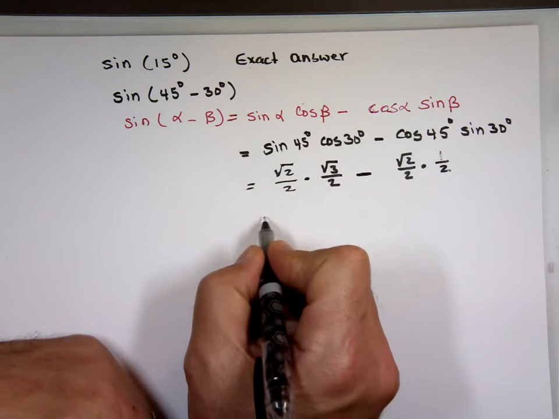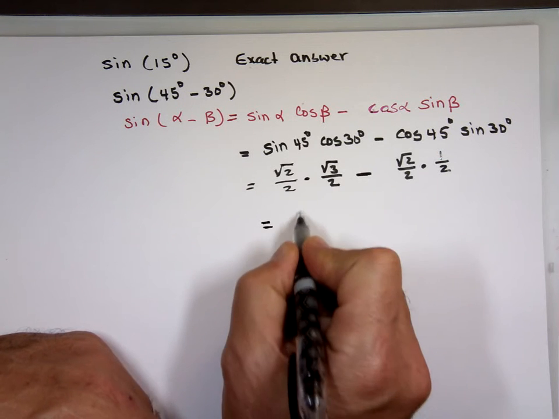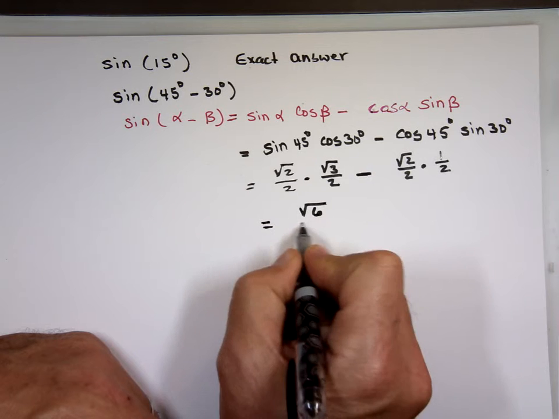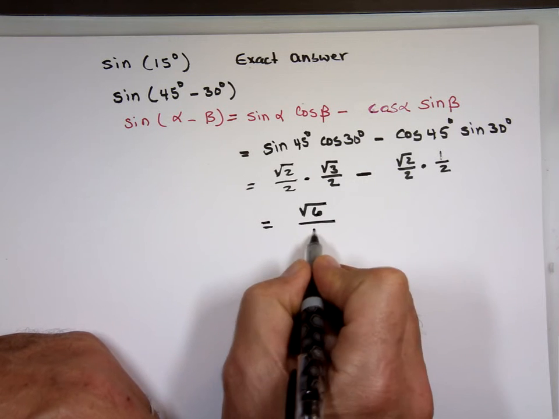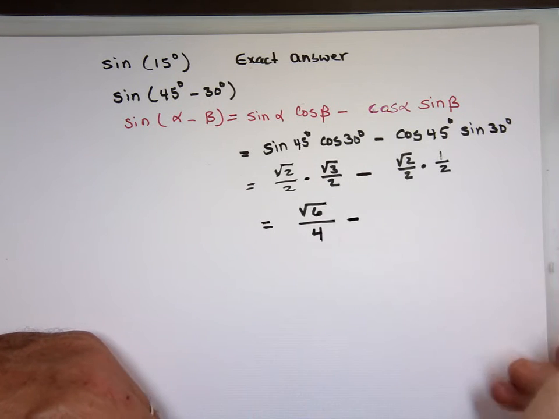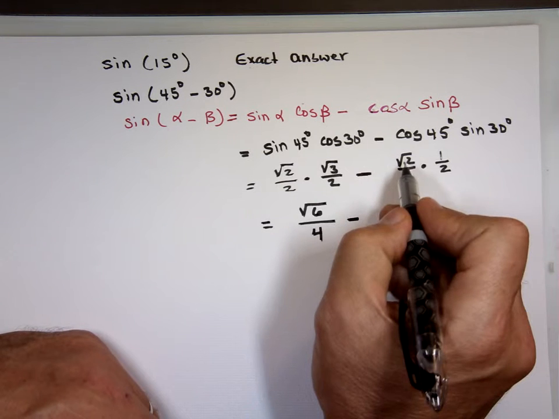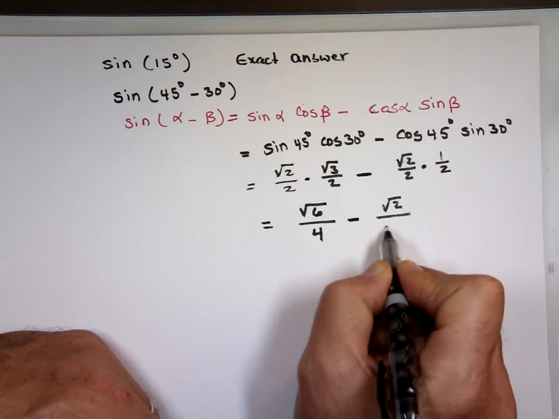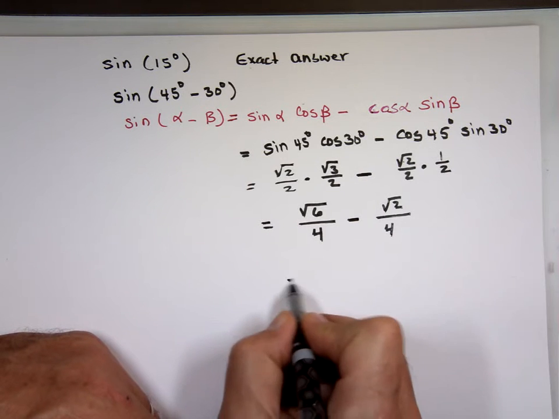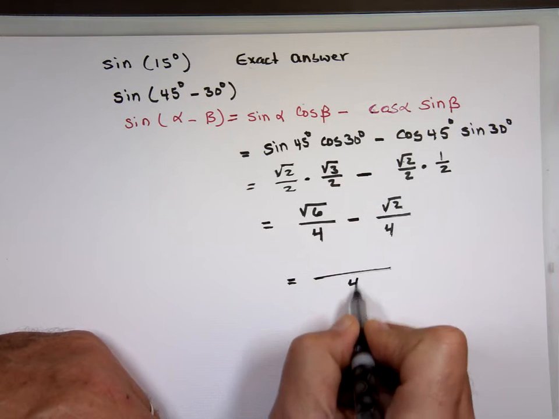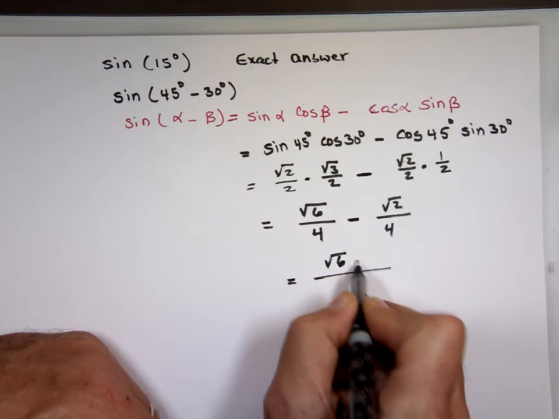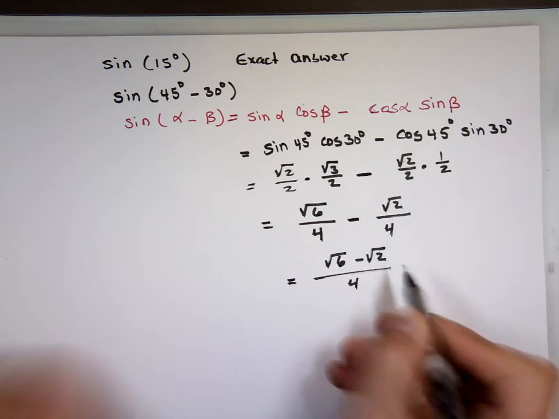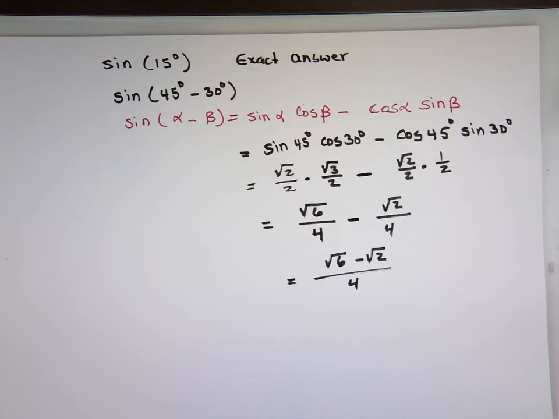So what's the square root of 2 times the square root of 3? Square root of 6. What's 2 times 2? 4. Minus, what is the square root of 2 times 1? Square root of 2 over what? 4. I can make it one fraction. So that's what the sine of 15 degrees is.